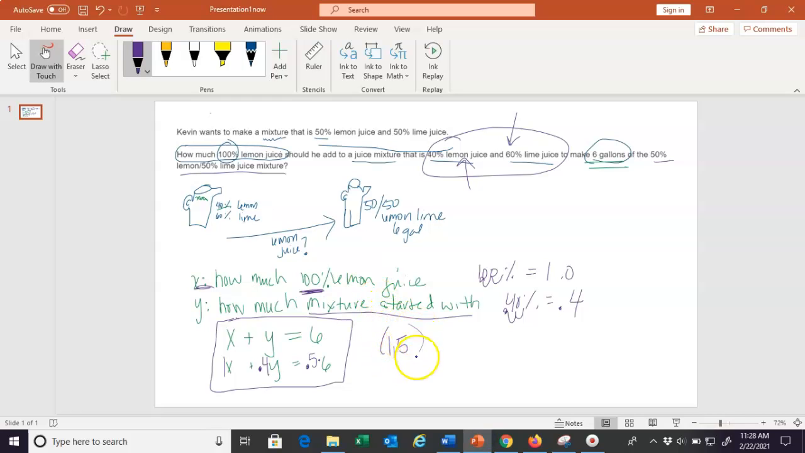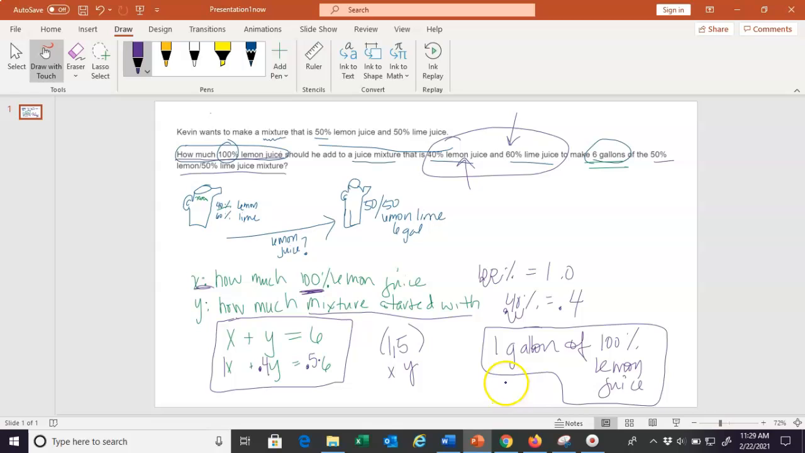Let's see what that means. So this is the x and this is the y. Remember, x was how much 100% lemon juice, and that's what we're trying to find, right? How much 100% lemon juice does he need to add? He needs to add 1 gallon of 100% lemon juice. That's what he needs to add. And there's already, let's see, the mixture he started with, that's going to be 5 gallons. So he needs to add 1 gallon of lemon juice to balance out that 50-50 split. So our answer is 1 gallon.